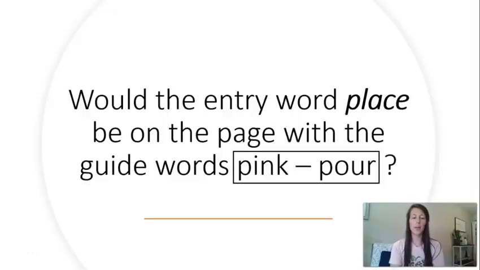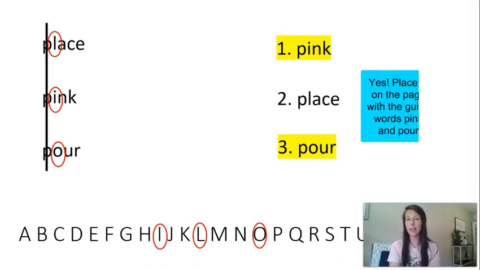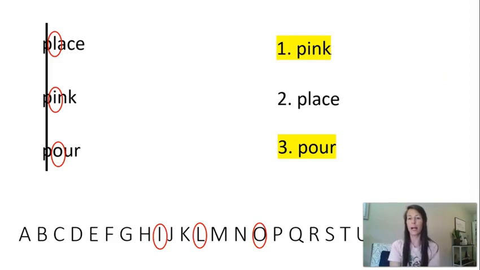Okay, boys and girls, now that we've learned the strategy, it's time to practice. So here's our practice question. Make sure you have your notebooks ready. If you need to pause the video so you're all set, make sure you pause for a moment. Our question is, would the entry word place be on the page with the guide words pink and pour? So once I highlight pink and pour, I see that place is in the middle of pink and pour. So that does in fact mean that place could be on the dictionary page with pink and pour as the guide words.